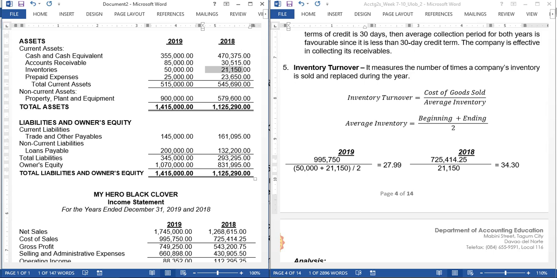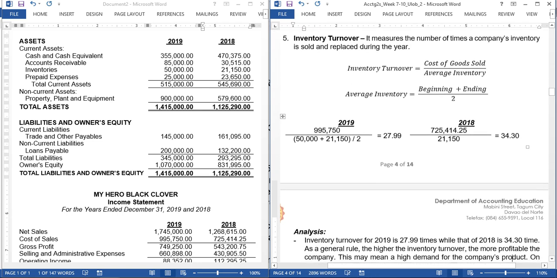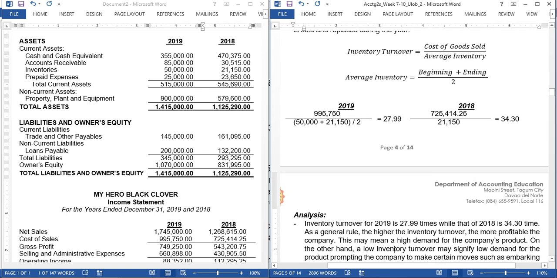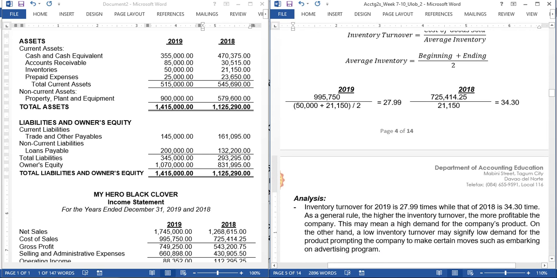2018 naman, so here, 725,414.25, which is the cost of sales, divided by 21,150. So, no need to average. Kaya ano gani? Isa lang man niya ang gihatag. Wala siya naghatag og previous year. Ending lang yung gihatag. So, automatically, 21,150. So, the answer is 34.30 times. So, it means to say, inventory turnover for 2019 is 27.99 times, while of 2018 is 34.30 times.